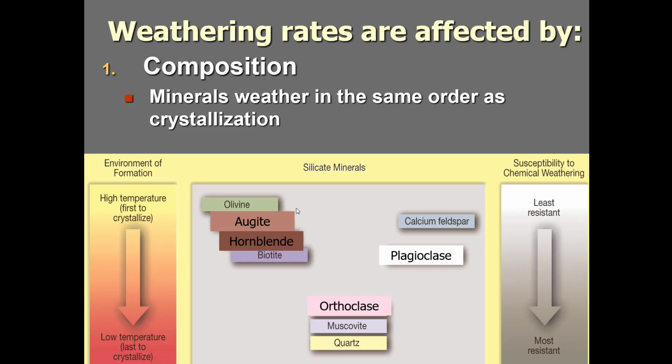minerals that form at high temperatures. And so they form in conditions super unlike the surface of the earth. So they are the least resistant to weathering. They're going to break down the fastest. And minerals that cool at the lowest temperatures, like orthoclase, muscovite, and quartz, those are going to be the most resistant to weathering because that's the most similar to the surface of the earth.